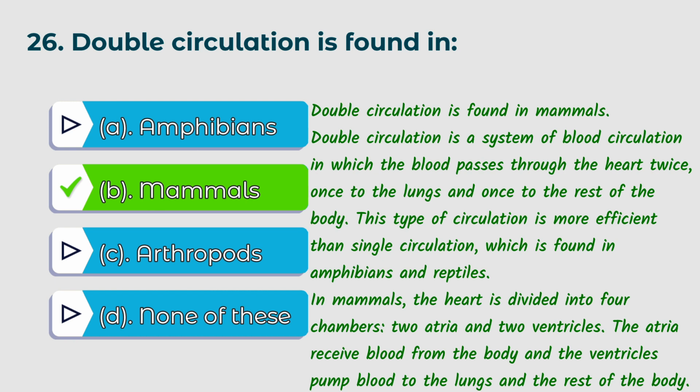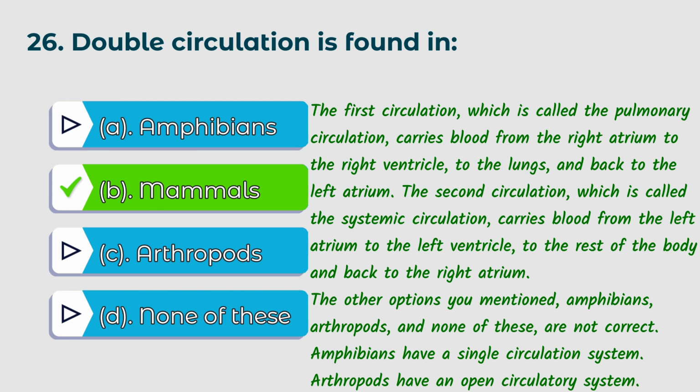In mammals, the heart is divided into 4 chambers, 2 atria and 2 ventricles. The atria receive blood and the ventricles pump blood to the lungs and the rest of the body. The first circulation, which is called the pulmonary circulation, carries blood from the right atrium to the right ventricle to the lungs and back to the left atrium. The second circulation, which is called the systemic circulation, carries blood from the left atrium to the left ventricle to the rest of the body and back to the right atrium. The other options mentioned, amphibians, arthropods, and none of these, are not correct.